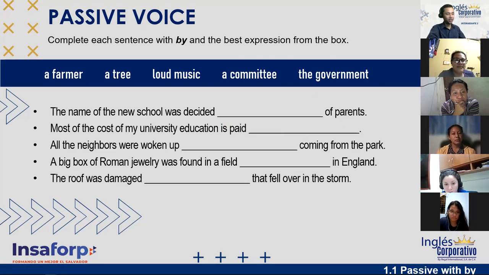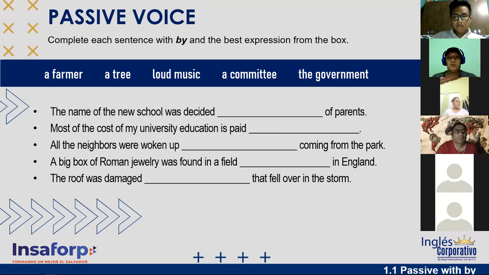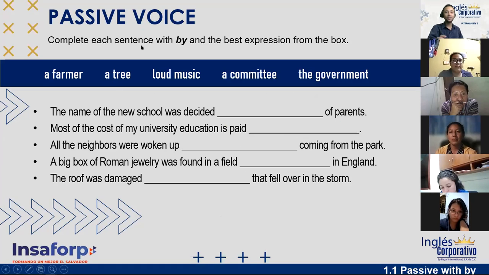Another exercise. Let's take a look at this. Vamos a resolver este ejercicio y luego vamos a echarle un vistazo al video que nos decían, ¿verdad? Amilcar dijo que tenía un poquito de confusión. So the passive voice, everybody, take a look. Complete each sentence with by and the best expression from the box. In the box, you have a farmer, a tree, loud music, a committee, and the government. So you need to use by and one element from the box.